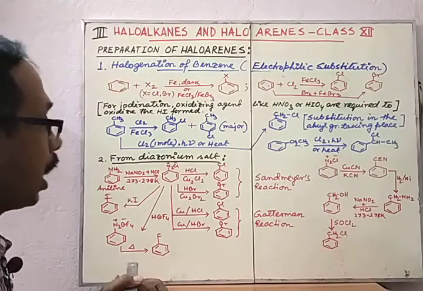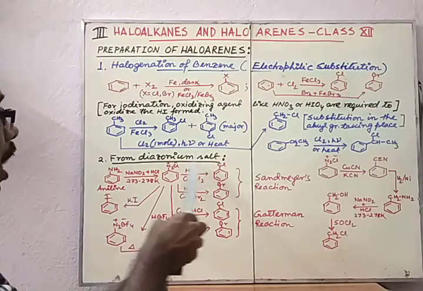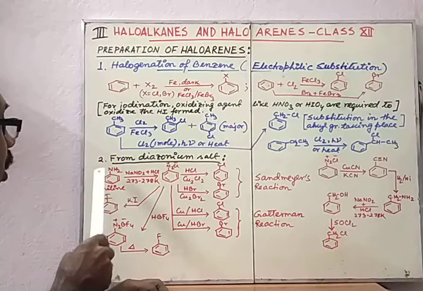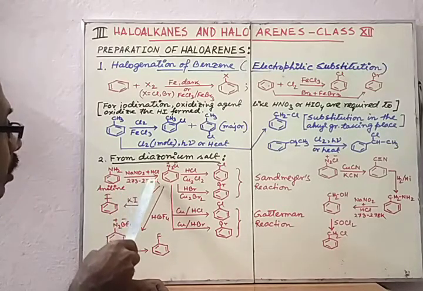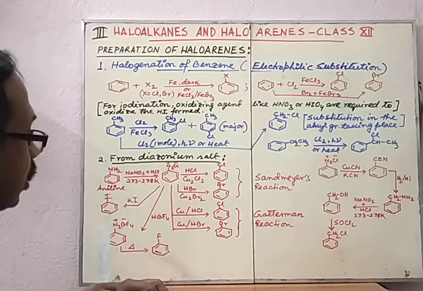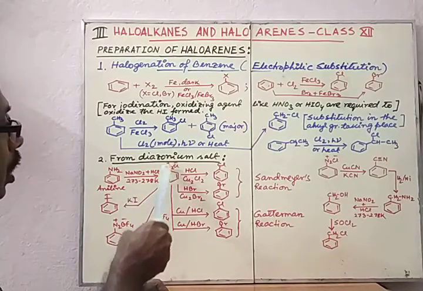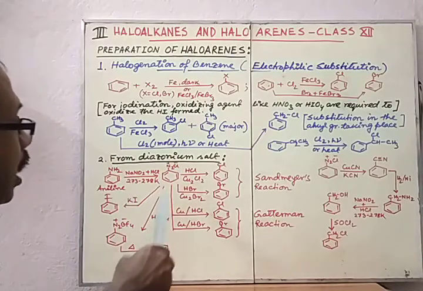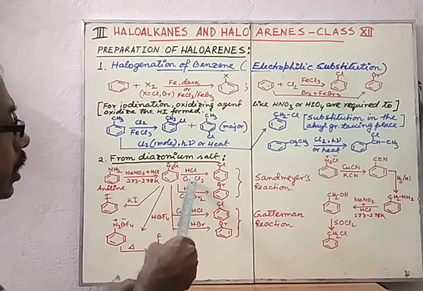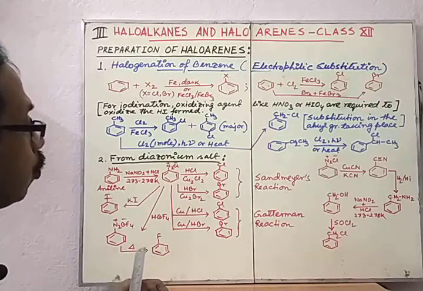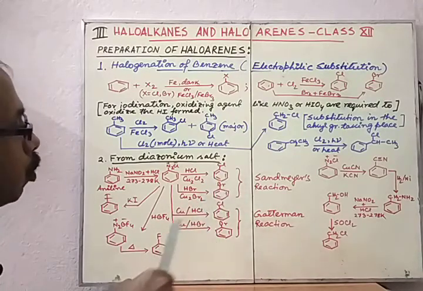Now let us come to another way of preparation of halobenzene. It is from diazonium salt. We know that primary amine, that is aniline, aromatic amine, when treated with NaNO2 HCl, that means nitrous acid at low temperature 0 to 5 degrees Celsius, benzene diazonium chloride is formed. Now this benzene diazonium chloride, if it is treated with HCl in presence of Cu2Cl2, cuprous chloride, or HBr in presence of Cu2Br2, chlorobenzene and bromobenzene is formed.